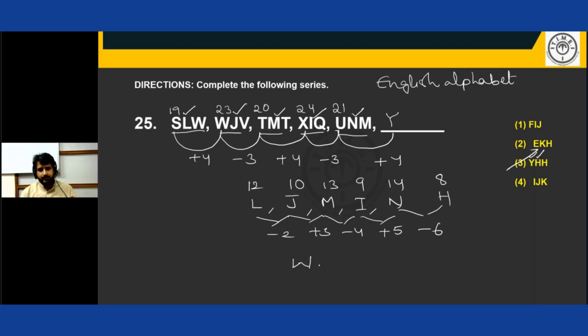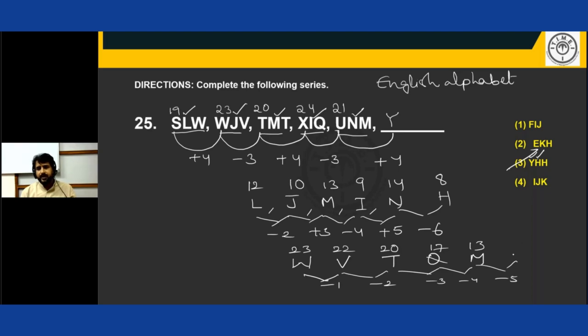Let's identify the logic in the third letters. What are the third letters? W, V, T, Q, M. Let's write the position values. W is 23, V is 22, T is 20, Q is 17, M is 13. 23, 22 minus 1, 20 minus 2, minus 3, minus 4. So what will be next? Minus 5. 13 minus 5, 8, which is H. YHH perfectly matching. So this is how letter series questions will be answered everywhere. First letter to first letter in each group, second to second in each group, third to third in each group, you will get the answer.